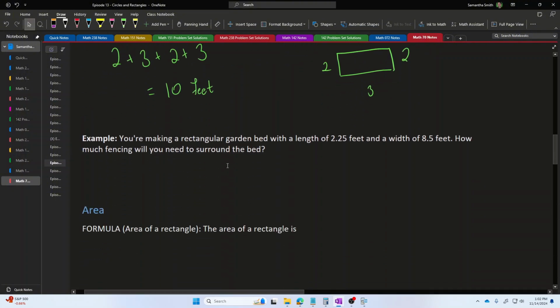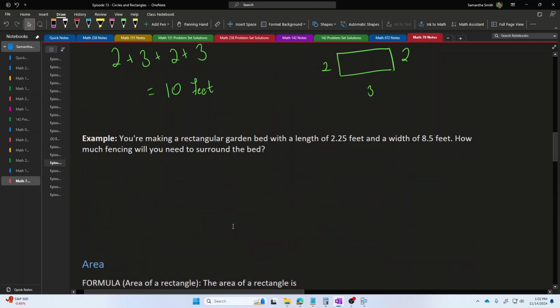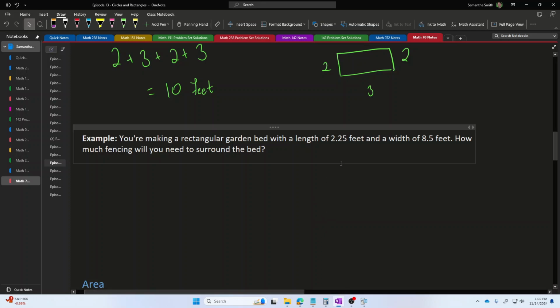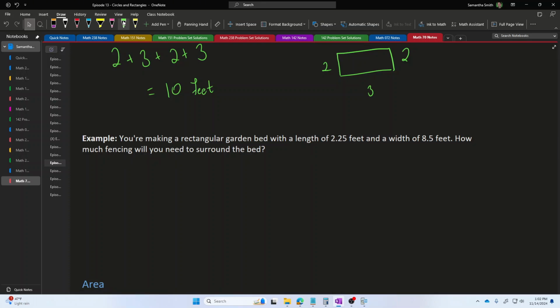To give you an example of where perimeter might show up in a physical calculation in the real world, suppose I'm making a rectangular garden bed and I want to surround the garden bed with fencing. If you live in Washington, you know we have a ton of deer, we have a ton of rabbits running around everywhere. So you have to fence in your garden beds if you don't want the deer and the rabbits to eat all of your food. Now, I want the garden bed to have a length of 2.25 feet and a width of 8.5 feet.